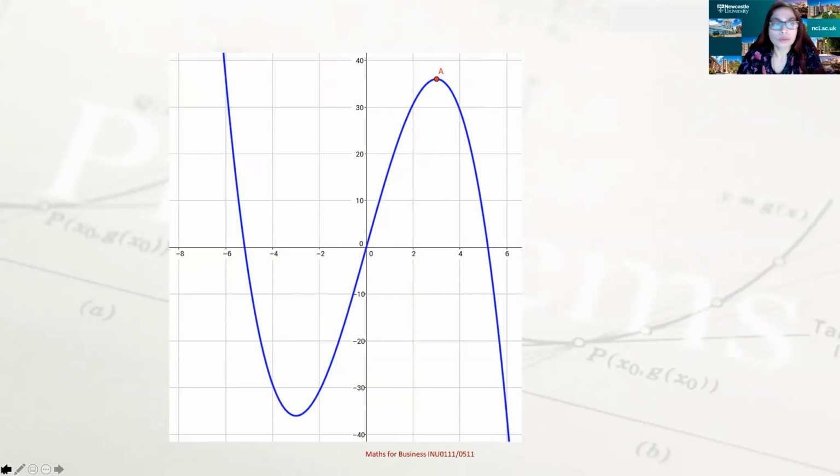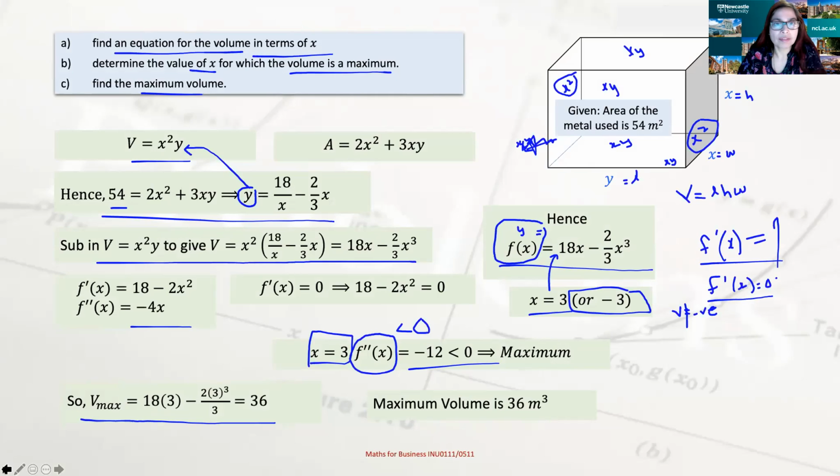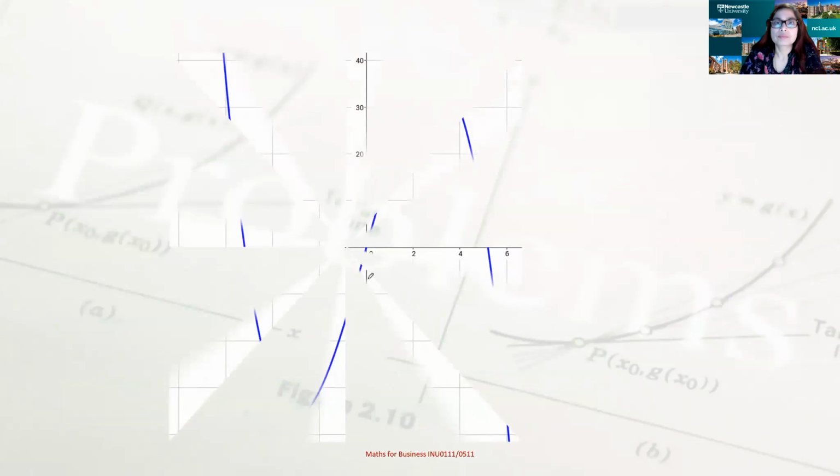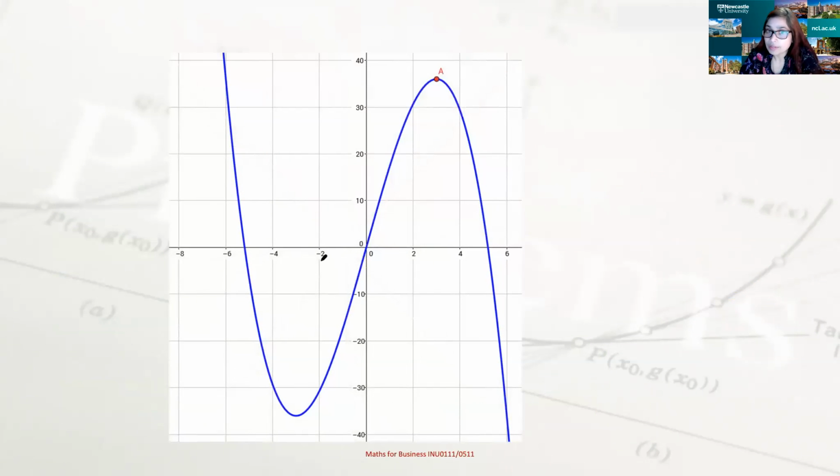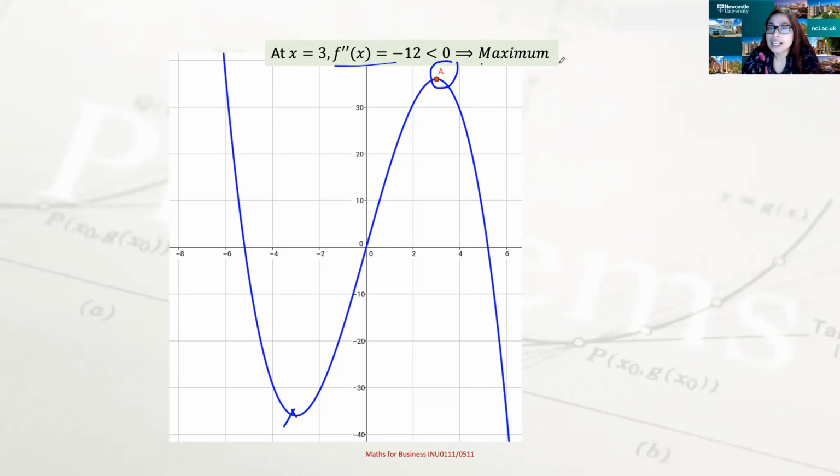I want you to plot this graph using Desmos and see how the graph looks. And it will look like this, but I want you to try it on Desmos. So that is the stationary point. You can't take this as your stationary point because volume cannot be negative. So at the stationary point, the second derivative is negative. That is why the volume is maximum there.